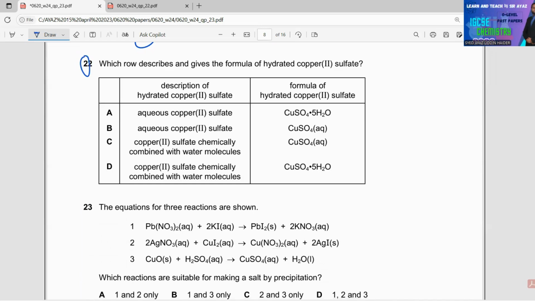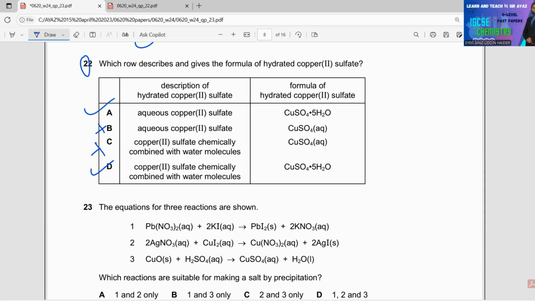So A must be the right answer in this case. 22. Which row describes and gives the formula of hydrated copper(II) sulfate? Hydrated copper(II) sulfate, we know that it's CuSO4.5H2O. So either A is correct or D is correct. B and C are incorrect.